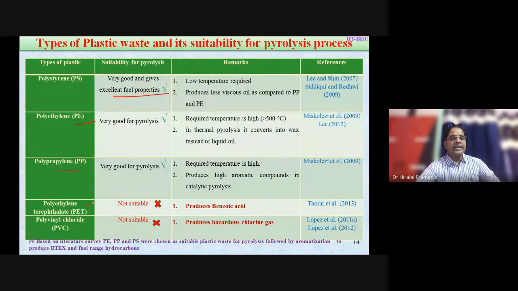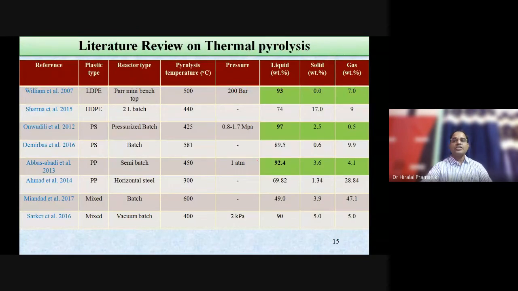But polyethylene terephthalate and PVC are not suitable, because polyethylene terephthalate produces benzoic acid, and PVC, polyvinyl chloride, produces hazardous chlorine gas. So that's why they are not preferred. Even if they are in a mixture of plastics and you would like to perform pyrolysis of plastic waste, you should avoid them. So these are a few literature surveys on thermal pyrolysis of polyethylene, polypropylene, and polystyrene.